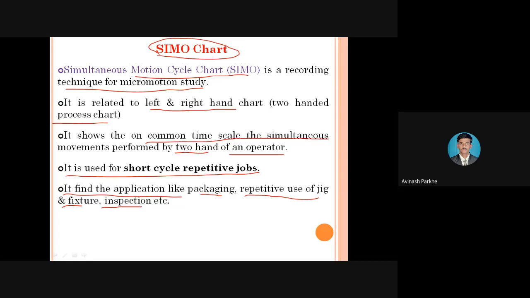Therefore this Simo chart is also related to the two-handed process charts, in which the movement of the left hand and the movement of the right hand is also recorded. Also this Simo chart is useful for short cycles and repetitive jobs. So whatever operations we are completing in minimum time, in that case the Simo chart is used. Also whatever repetitive movements are taking place by the left hand or the right hand are also recorded by using these Simo charts.